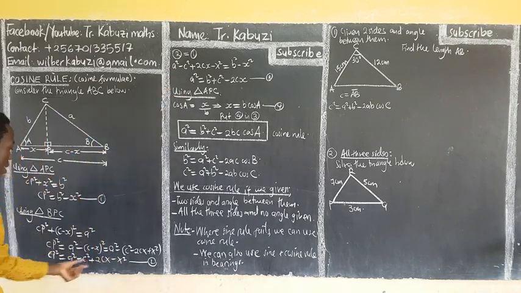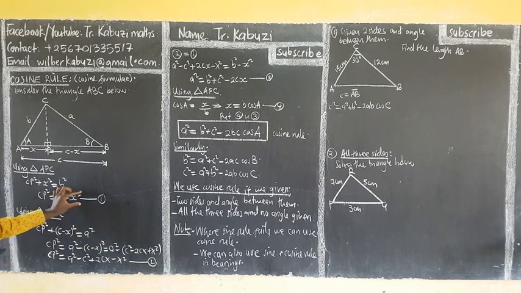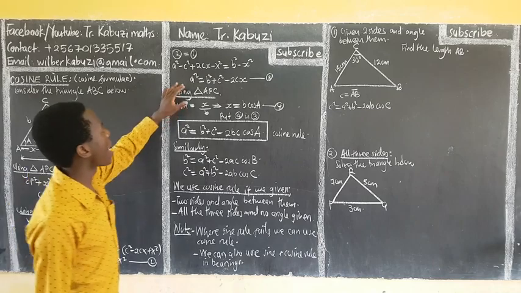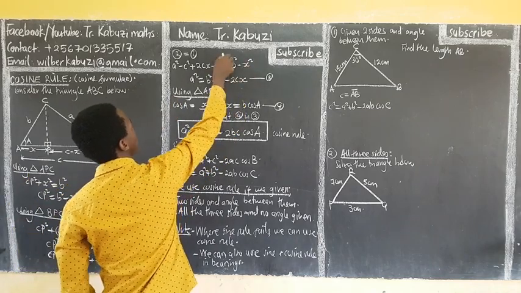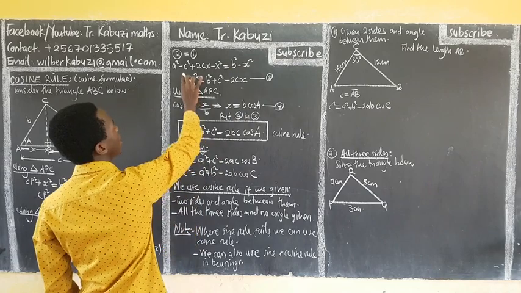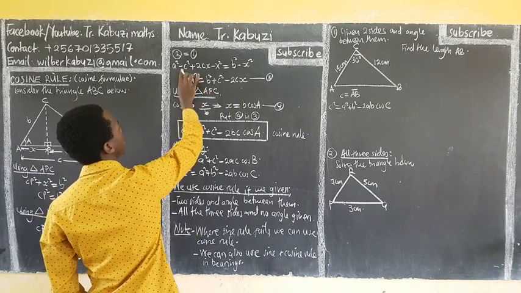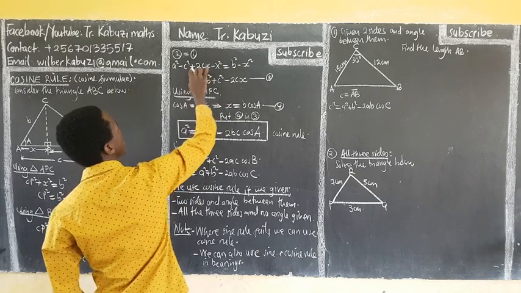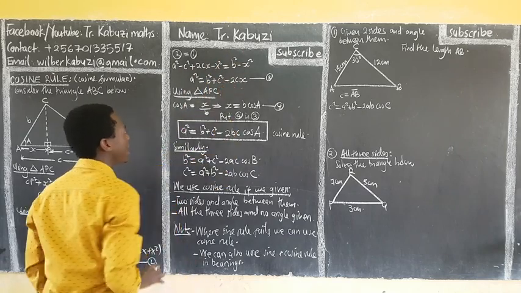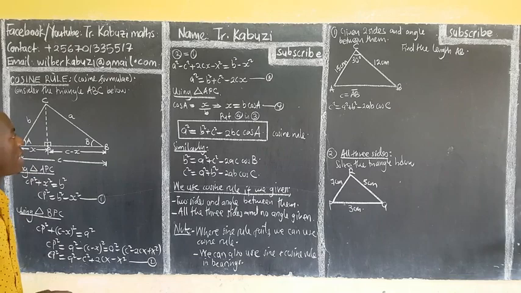So now, because all of them are CP squared, I have this, and the x squared is cancelling. Then when I make a squared the subject, when I take this side, it becomes positive. When I take the other side, it becomes negative, and that becomes equation 3.